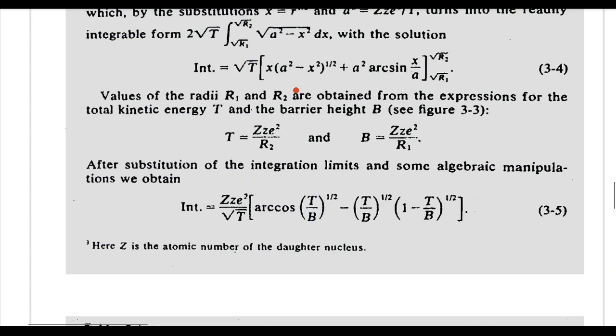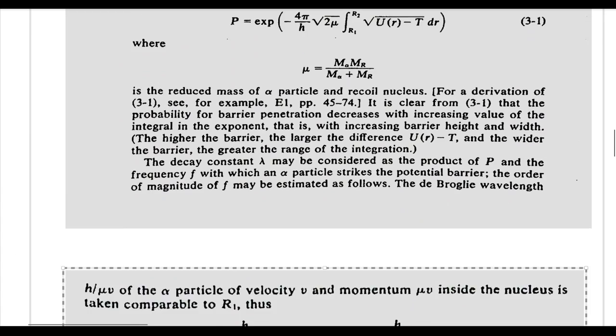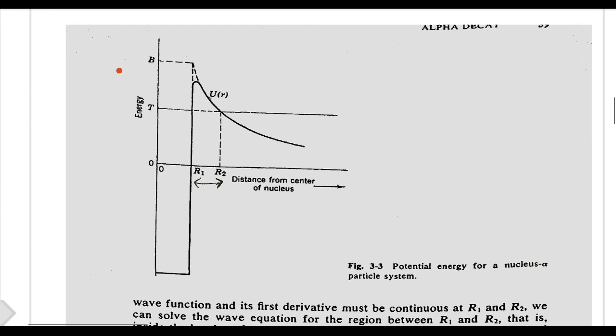तो इंटीग्रेशन ऑफ root T, (a square minus x square) to the half plus a square sin inverse x upon a, root R1 रेंज से root R2. अब R1 और R2 के रेंज में, the values of radii R1 and R2 are obtained from the expression for the total kinetic energy T and barrier height B. ये T टोटल काइनेटिक एनर्जी और बैरियर हाइट जो है इसको हम एक्स्ट्रापोलेट करेंगे, तो ये हमें बैरियर हाइट मिलेगी.